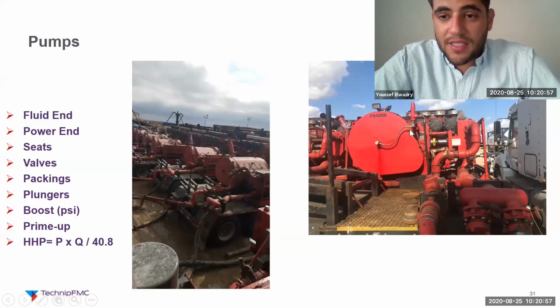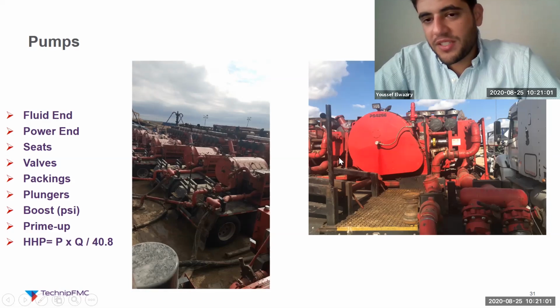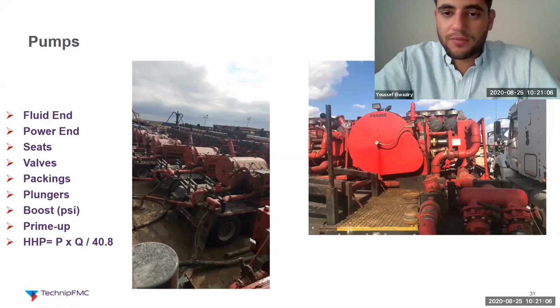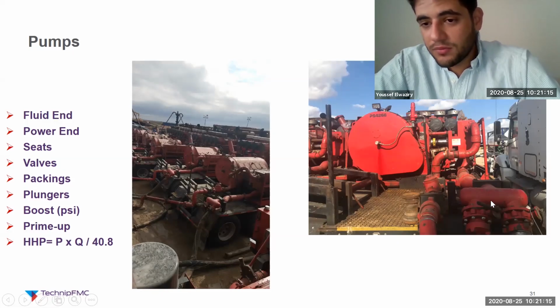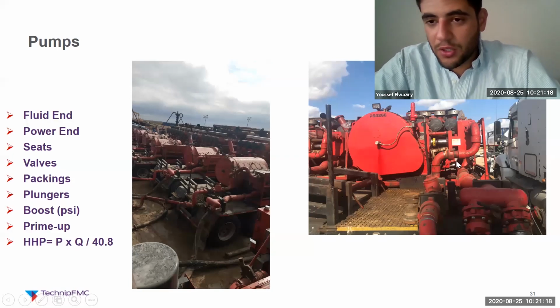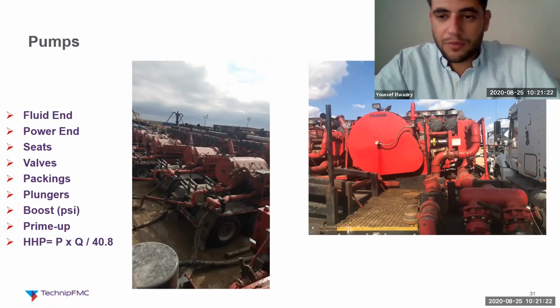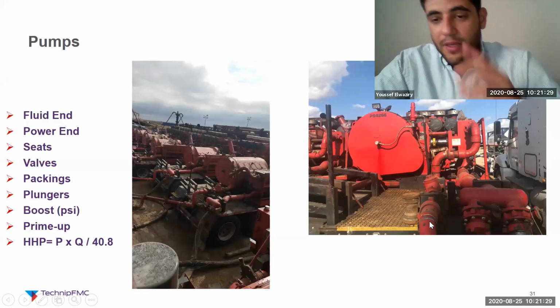Every pump has a power end, which is basically 100% mechanical with gears and orbital gears and planetary gears. This is what creates the force for the plunger to pressurize the fluid in the fluid end. So the fluid end is where the water goes in, or the fracturing fluid goes in, and gets pressurized with the plungers, with seats and valves, and I'll show you pictures of all of that. And then it gets discharged here at a high pressure and rate.